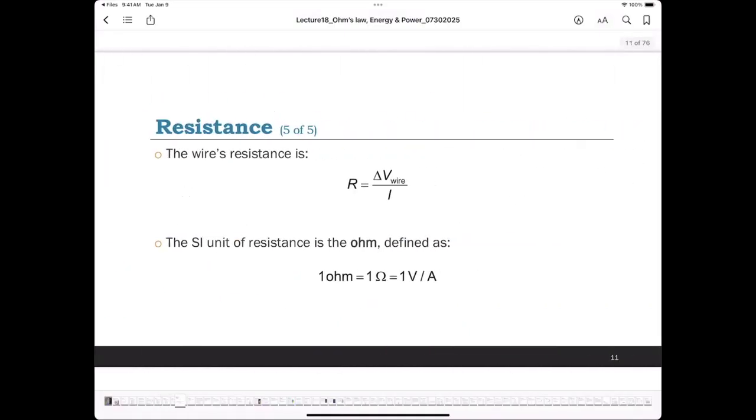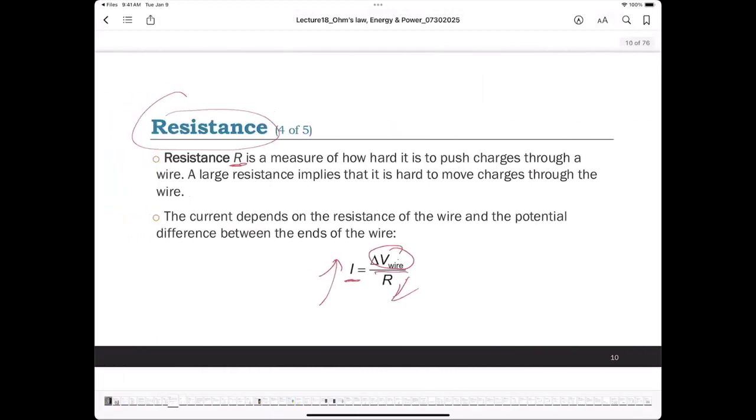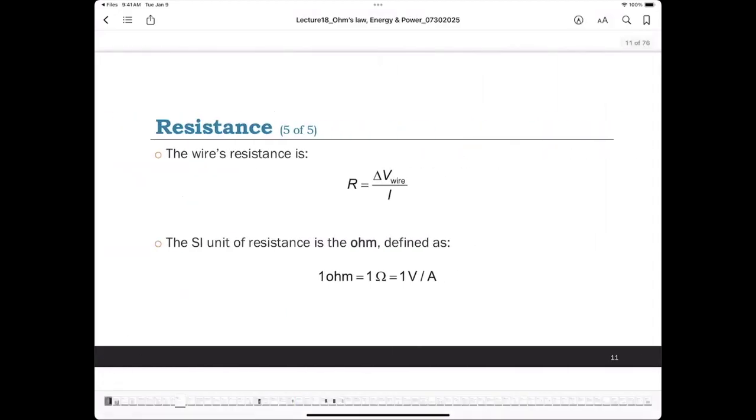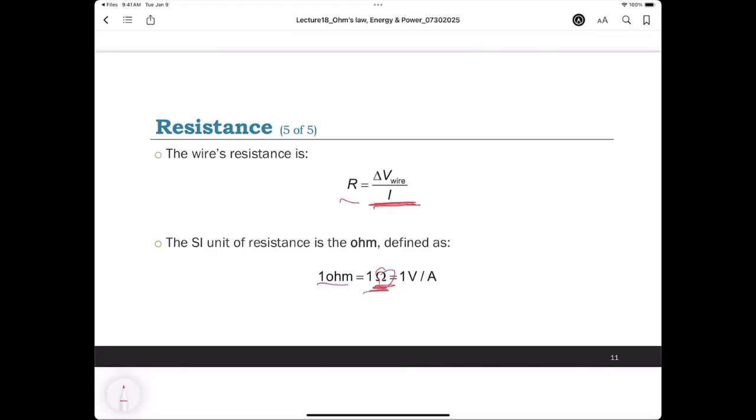Okay, where's the resistance? Because we know the current equals the potential difference divided by resistance. Then from this equation we can get this equation: the resistance is equal to the potential difference divided by current. The SI unit of the resistance is the ohm, defined, and we use this symbol to represent it. 1 ohm is equal to 1 volt divided by ampere. This is Ohm's law, we will talk about it later.